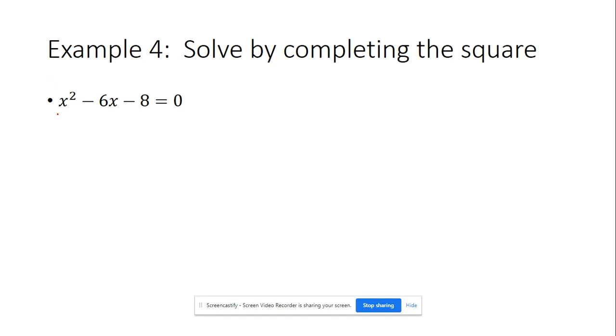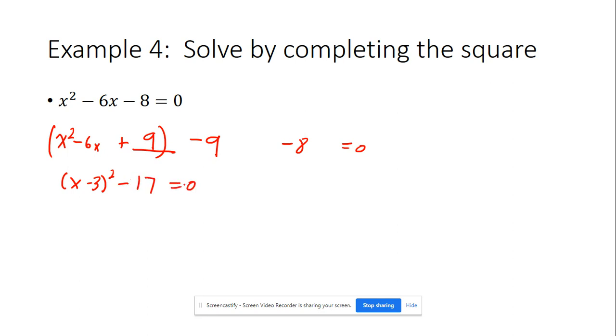So what we learned is x squared minus 6x plus something, and I still have my minus 8 over here, equals 0. Well, I have to add a 9 here, because half of negative 6 is negative 3. Negative 3 squared is 9. If I add a 9, subtract a 9 like this, and now this guy factors to x minus 3 squared. Negative 9 minus 8 is negative 17 equals 0.